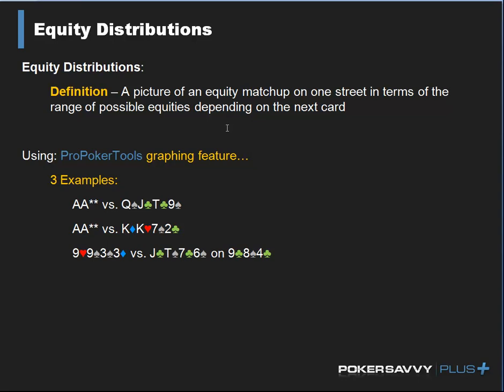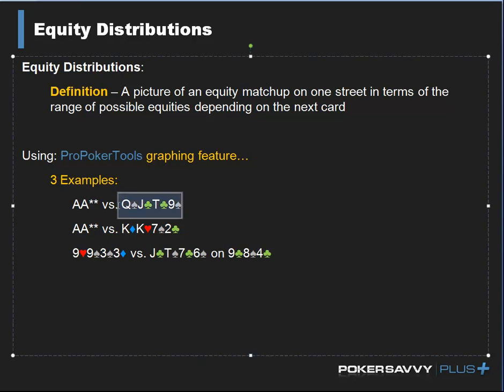So we're going to look at an example of a really smooth distribution, that's the Queen Jack 10-9. Look at an example of a really polarized distribution, that's the King King 7 deuce. And then we're also going to look at one flop to turn example. In this case, we're looking at a flop equity matchup in terms of what happens when we move to the turn, what frequency the different hands are going to be ahead on different turn cards, and how far ahead they're going to be. Those are the 3 different matchups we're going to look at.